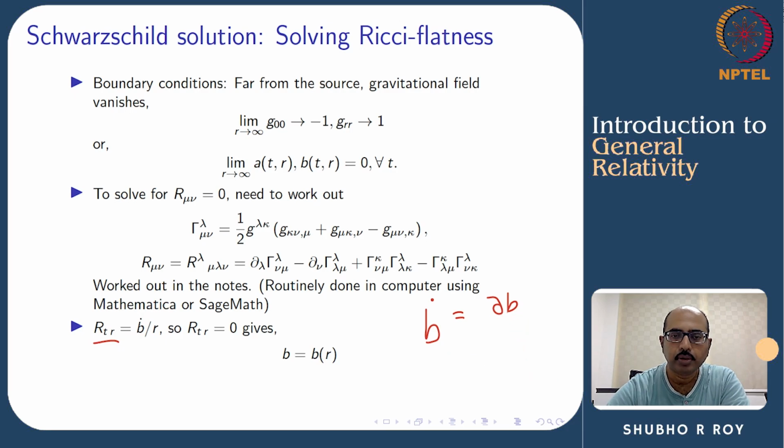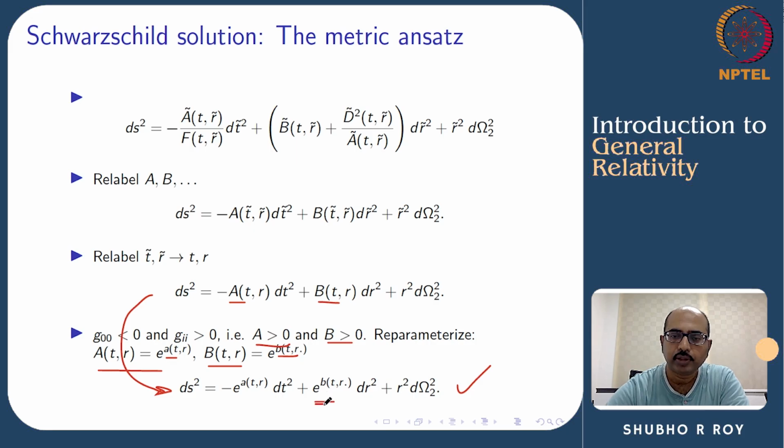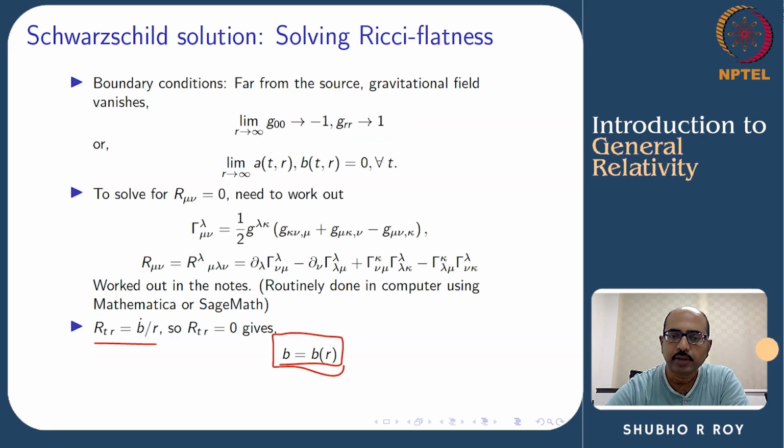We clean this up. All right, so the TR component of the Ricci tensor works out to be B dot over r. So demanding that this vanish tells you that the partial derivative of B with respect to time must vanish, because r is not 0 always. That means B is purely a function of r. Okay, B has no time dependence. Remember, B is the metric coefficient in the GRR term. So that must be completely independent of time.